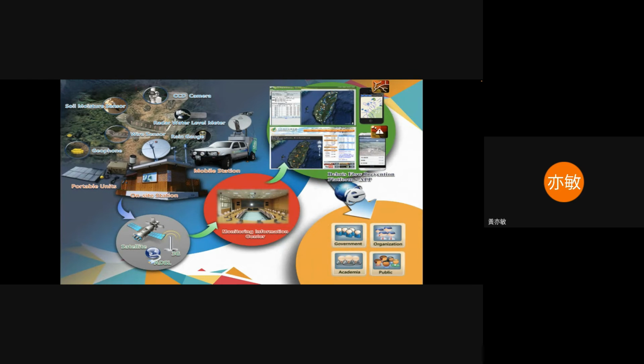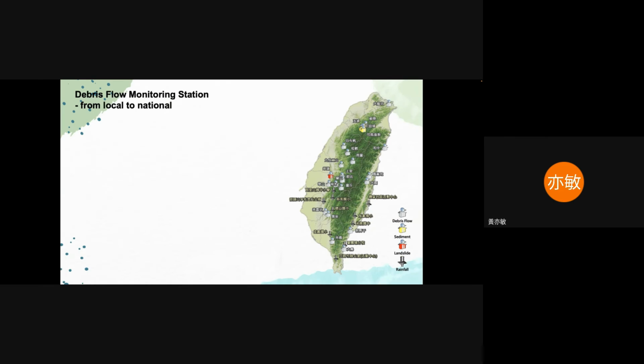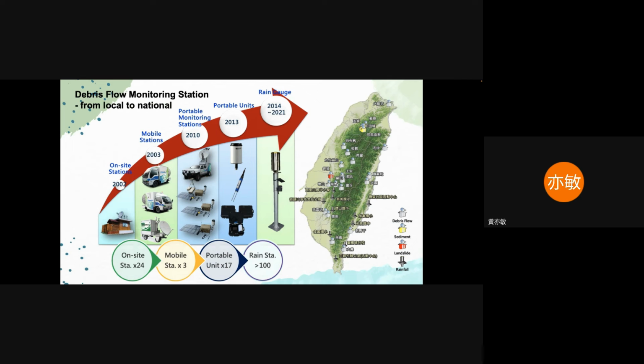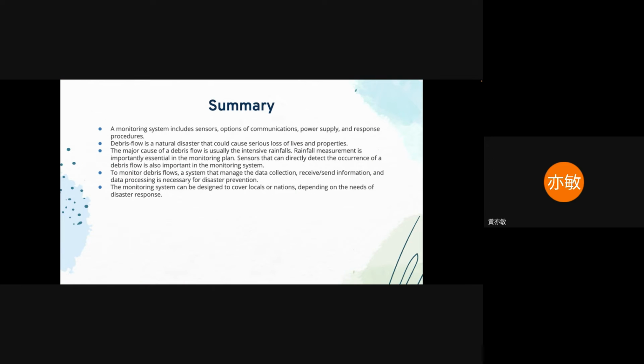So this is a figure we use for debris flow monitoring on the site. Currently all over Taiwan, we have more than 20 on-site monitoring stations, and we have more than 100 rain gauges installed in mountain areas all over Taiwan at the locations of potential debris flows. So this is quite a simple monitoring system design. The system must include the sensors, communications, and power supply. These are the three most important components of a monitoring system.